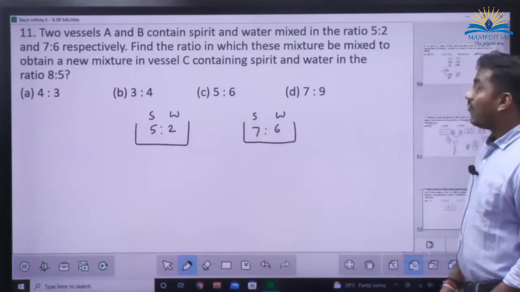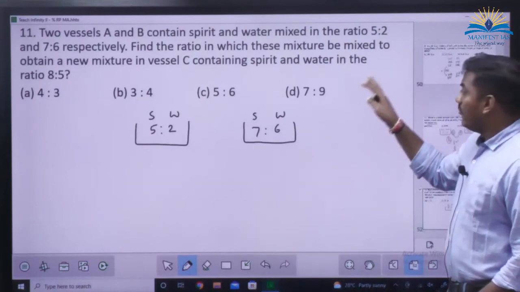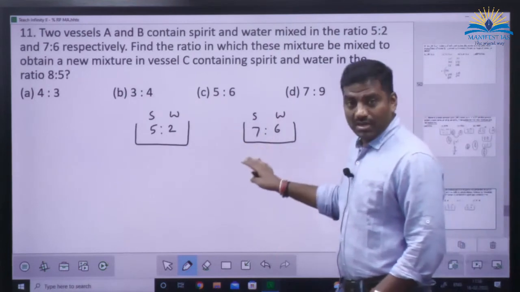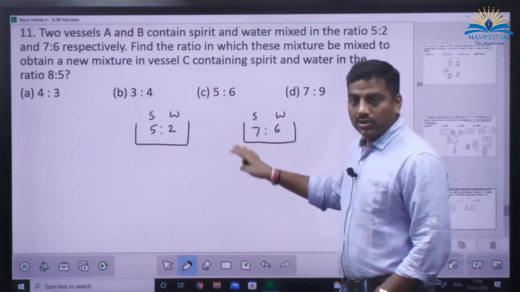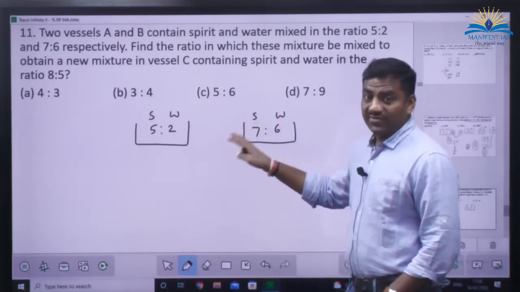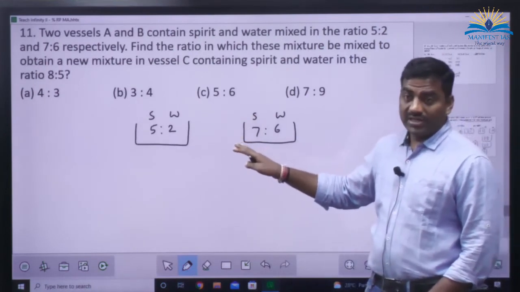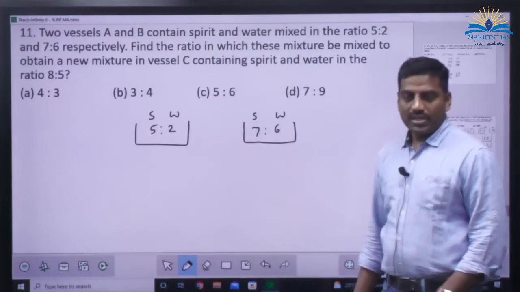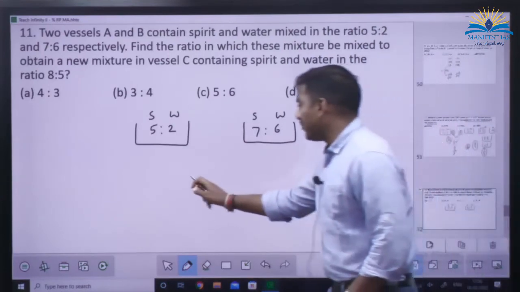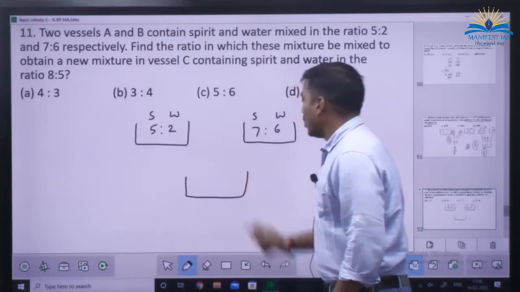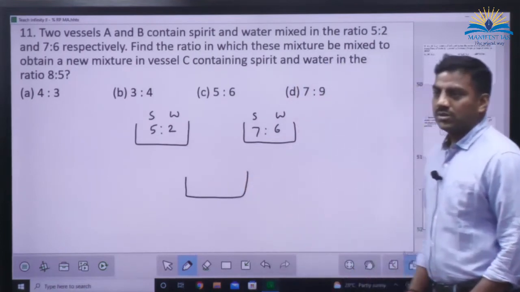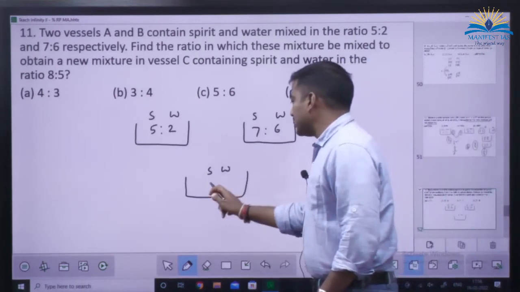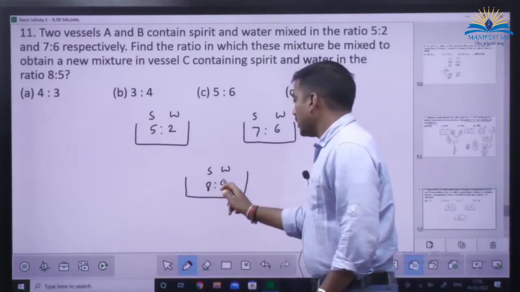Find the ratio in which these mixtures be mixed. We are mixing them again. I told you, though same content, variety is different. Mixture is different. When we add them, we'll get one more variety. So in that variety, what is the final mixture? This spirit and water are mixed in the ratio 8:5.